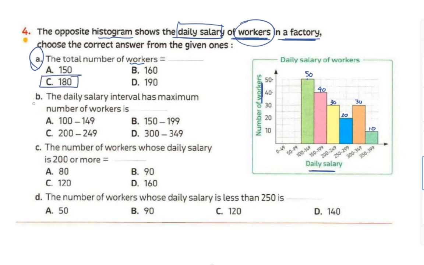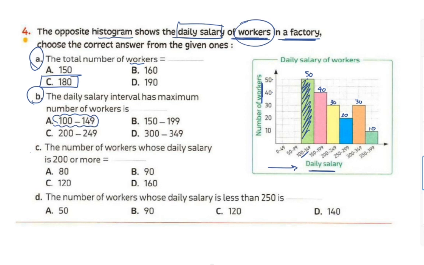180. Okay. B. He asked about the daily salary interval that has the maximum number of workers. The maximum number of workers, the big column. Where's the biggest column? This column. This interval is what? 100 to 149. This interval is the biggest one.